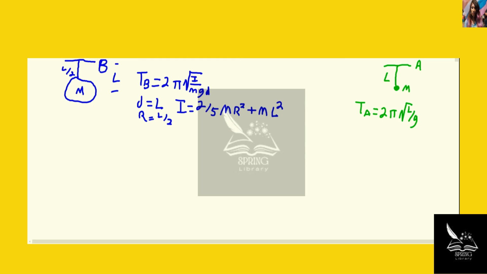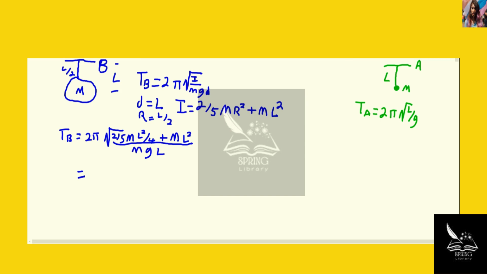So now if we take all of this information and plug it into T_B, we'll see what we get. So T_B is going to be equal to 2π times the square root of 2/5 of M times L squared over 4, plus the mass times L squared, and all of this is going to be divided by the mass times g times L.